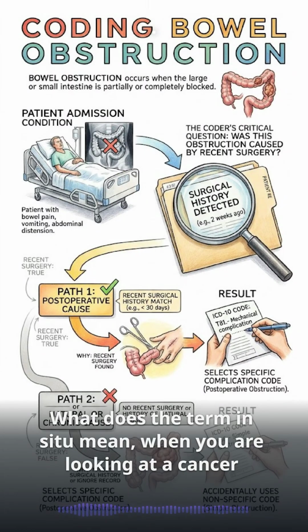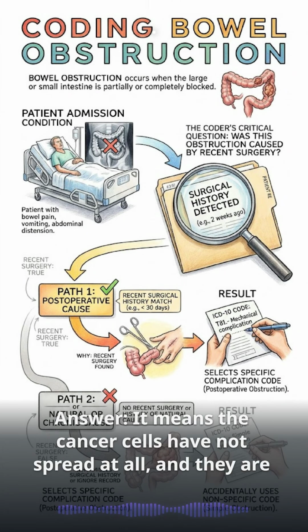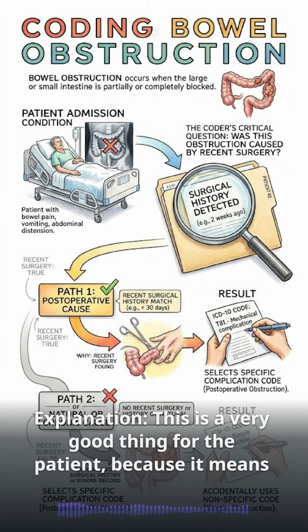28. What does the term in situ mean when you are looking at a cancer pathology report? It means the cancer cells have not spread at all, and they are staying right inside. This is a very good thing for the patient, because it means the cancer is easily contained.